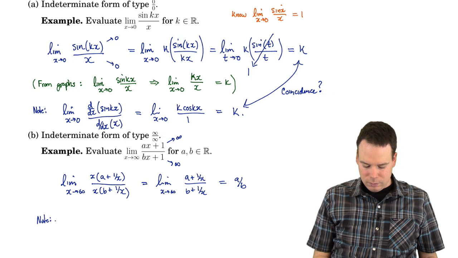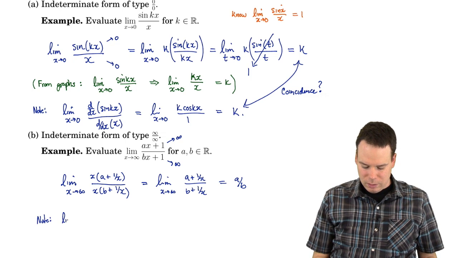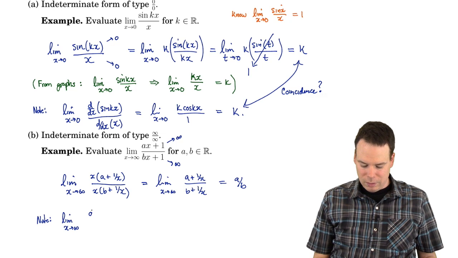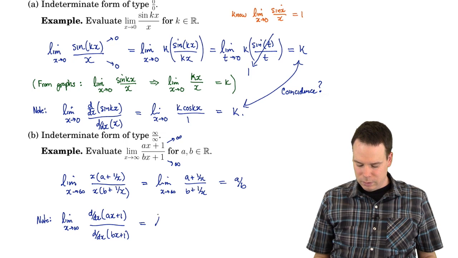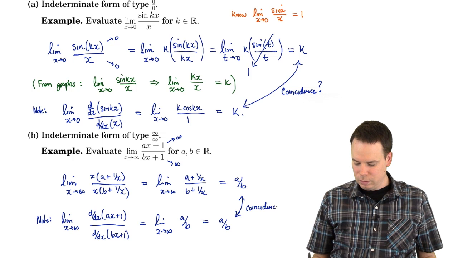Again, let's make a note of this. If I look instead at the limit as x goes to infinity of the derivative of the top over the derivative of the bottom, then that's going to be the limit as x goes to infinity of a over b, which is just a over b. So again, we get the same thing. And is this a coincidence?